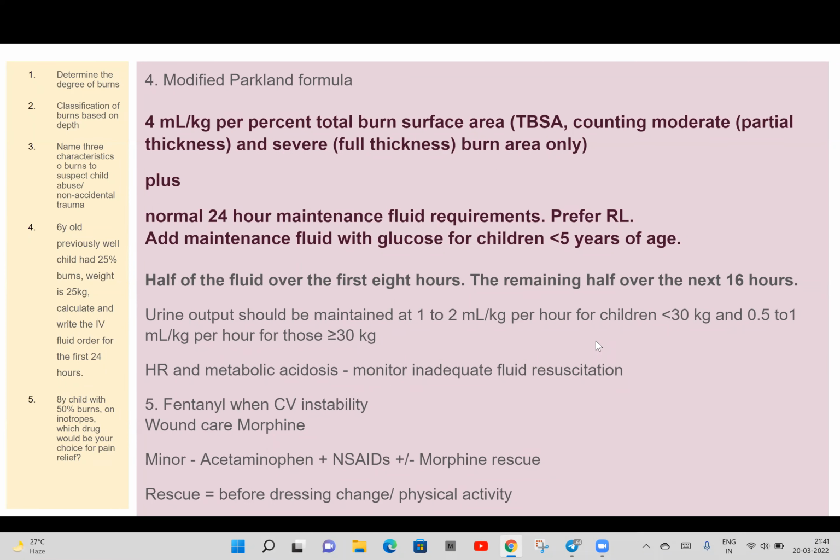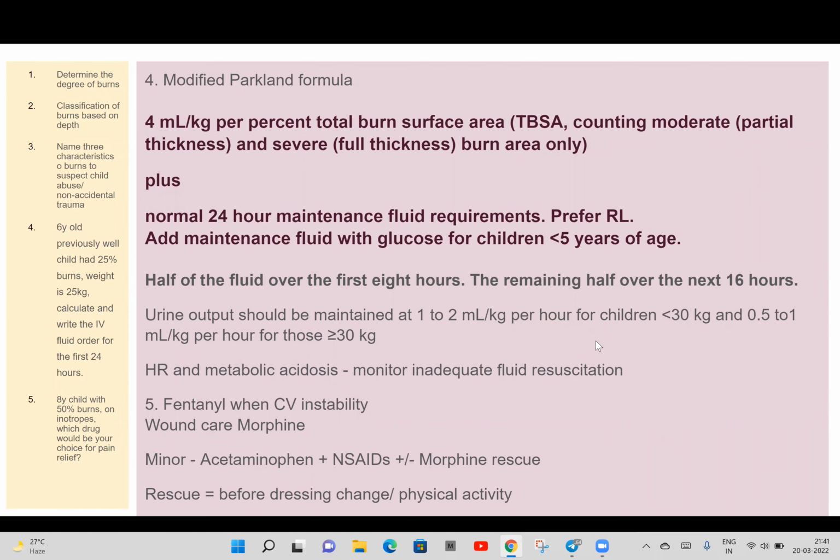for 24 hours. So the preferred replacement fluid is RL and the normal maintenance fluid is 0.9 normal saline with or without sugars. In burns, one complication is hyperglycemia. So the addition of glucose containing fluid will depend on whether this child has reached that hyperglycemia stage or not. In less than 5-year-old children, we will always start with a maintenance fluid of glucose, and according to the hyperglycemia or not, we will titrate it.